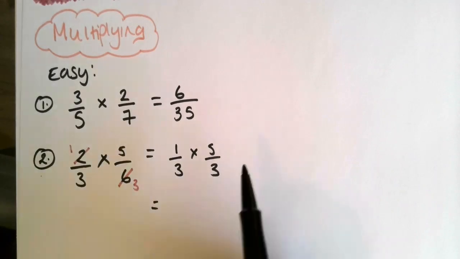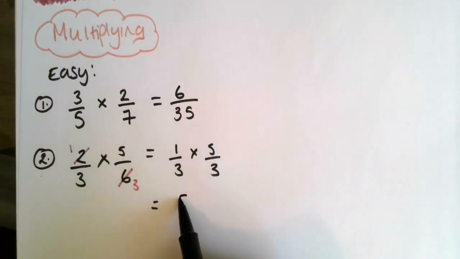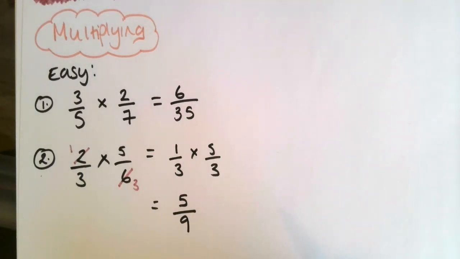Then it's just the same as before. Top by top, 1 multiplied by 5 gives me 5. Bottom by bottom, 3 multiplied by 3 gives me 9. And I can't cancel that any further. Okay.